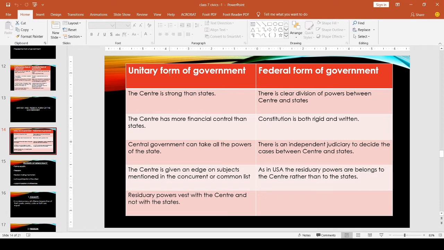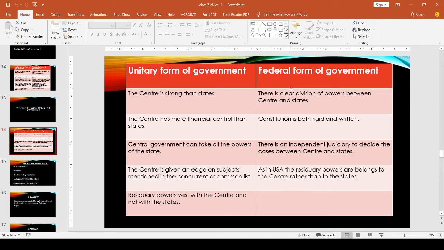In a unitary form of the government, there is only one government, that is central government. Unitary means one form of the government, that is central government. All the powers are in the hands of central government. There is no power for the state government in the unitary form of the government. Okay. But in the federal form of the government, there is a dual government. There is two government, that one is central government and another is state government. Okay, and the powers are divided between the central government and state government. That is the difference between unitary form of the government and federal form of the government.